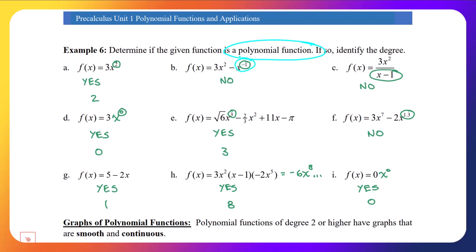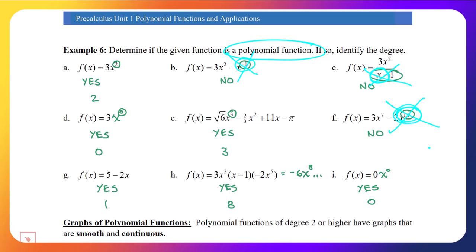The exponent here of -1 is no good. This x is in the bottom, which is kind of like a -1 exponent, so that's no good. Here we have an exponent that is a decimal. That's no good. But all the others are fine.